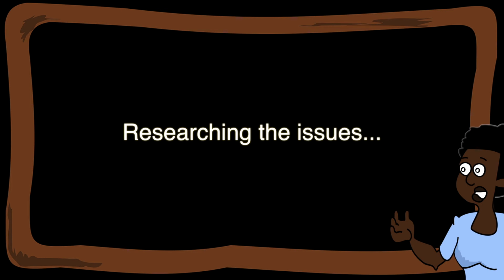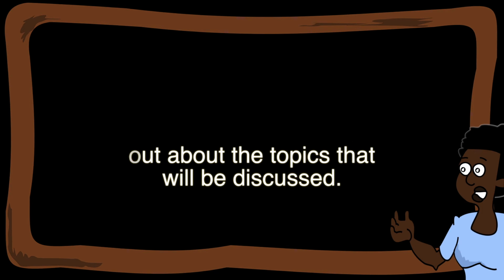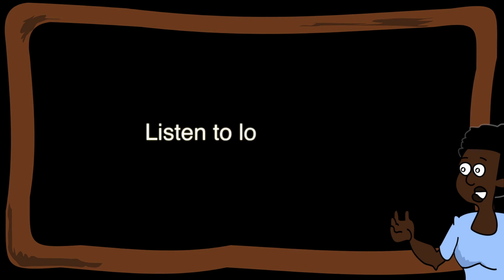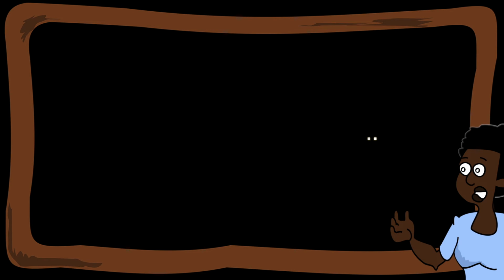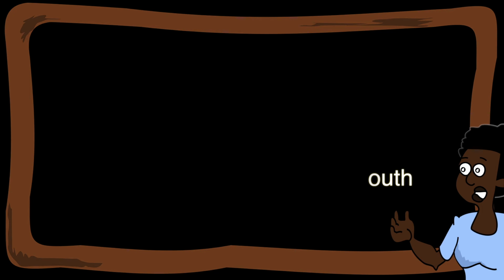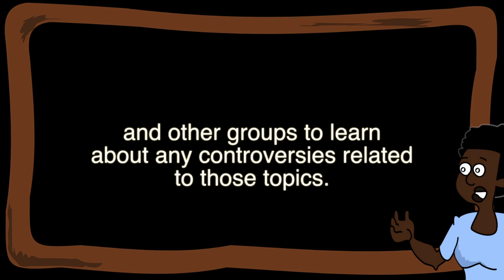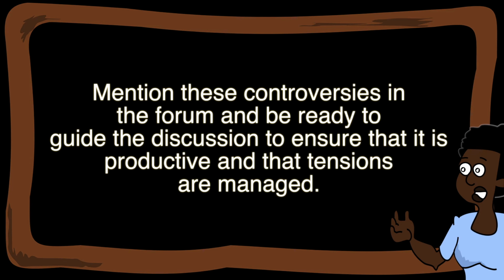Researching the issues. Use multiple resources to find out about the topics that will be discussed. Listen to the local news, read the daily papers and existing needs assessment reports, go online and talk to elected and appointed leaders, community gatekeepers, youth and other groups to learn about any controversies related to those topics. Where appropriate, mention these controversies in the forum and be ready to guide the discussion to ensure that it is productive and that tensions are managed.